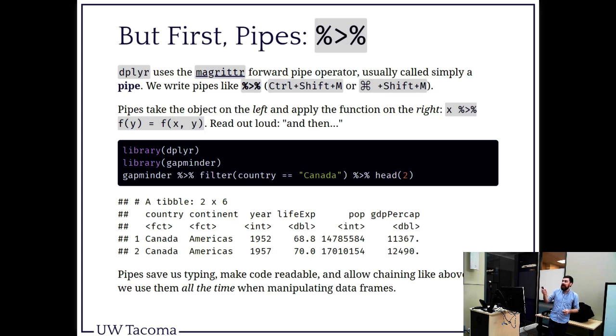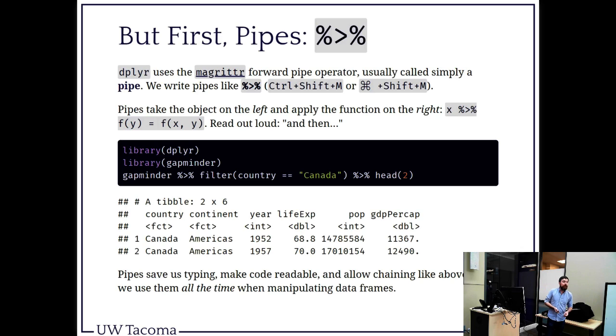Okay. Pipes save us typing because we're not constantly creating objects and calling on objects we already made. They make your code more readable by making it left to right, and they allow chaining. So we're going to use them all the time when manipulating data. In fact, I use them all the time for just about everything.